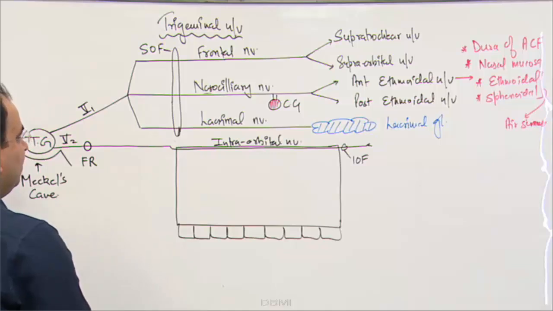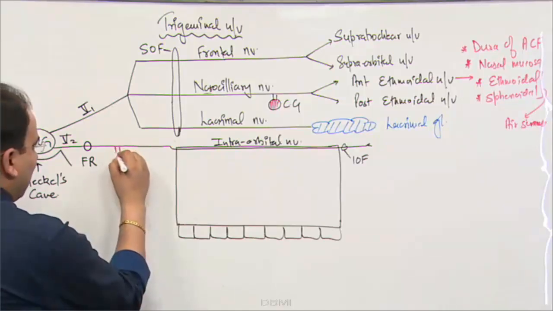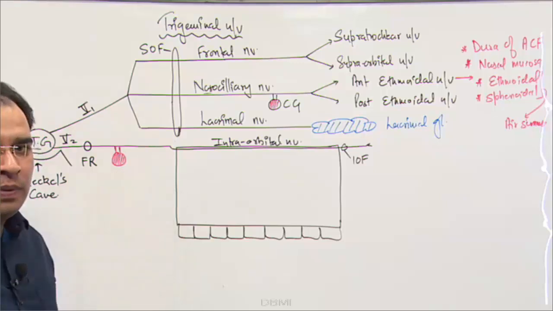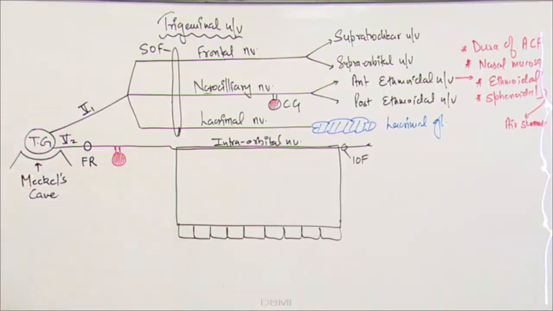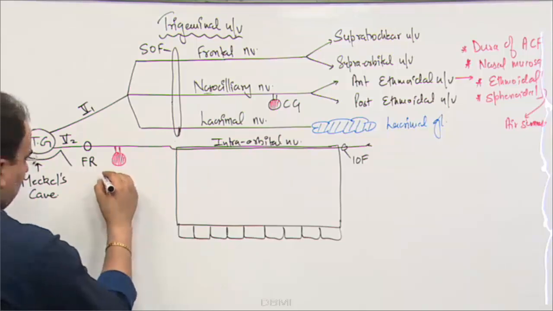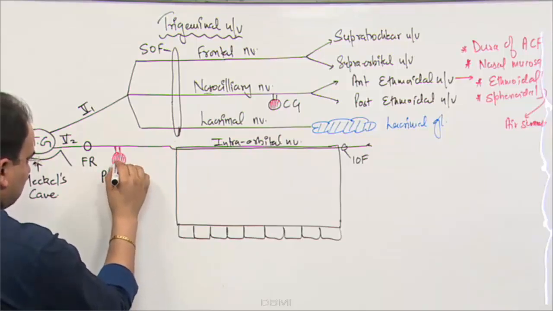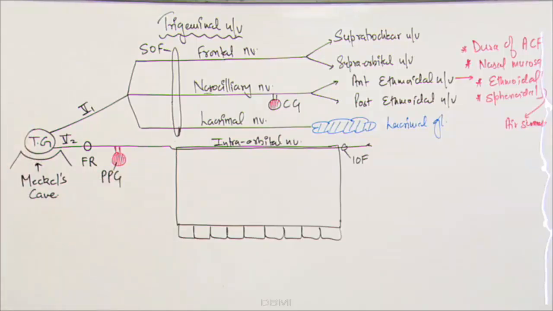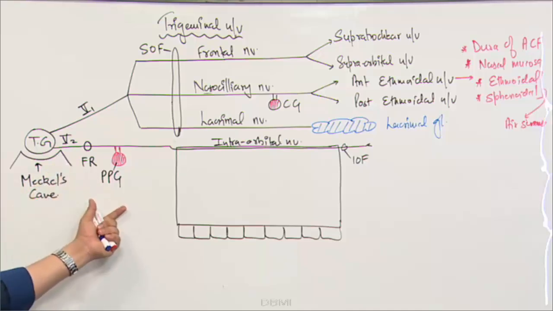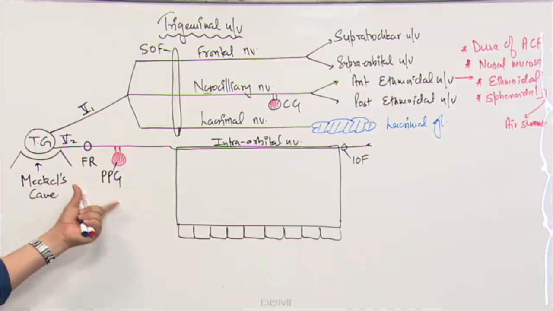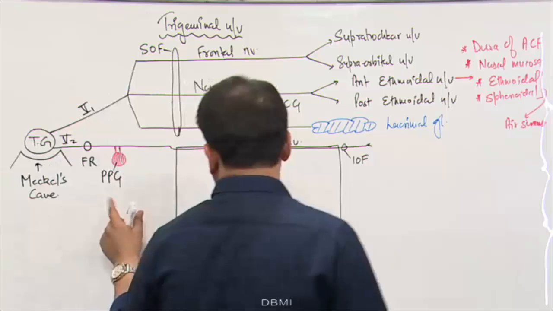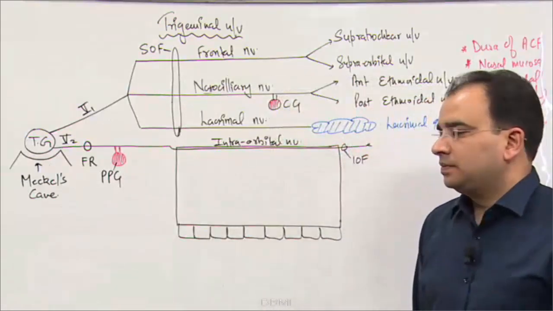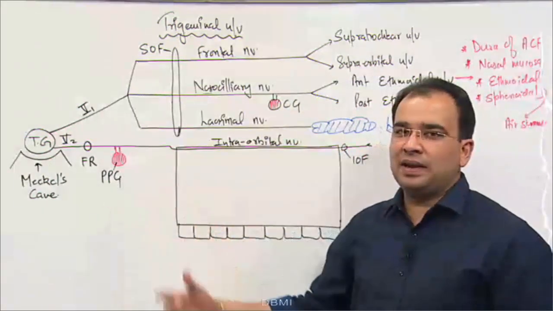The maxillary nerve topographically connects the second ganglion in the infratemporal fossa, more precisely in the pterygopalatine fossa, and this ganglion is called the PPG, that is the pterygopalatine ganglion or sphenopalatine ganglion. The maxillary nerve in the pterygopalatine fossa is topographically connecting the pterygopalatine ganglion, also called the sphenopalatine ganglion.